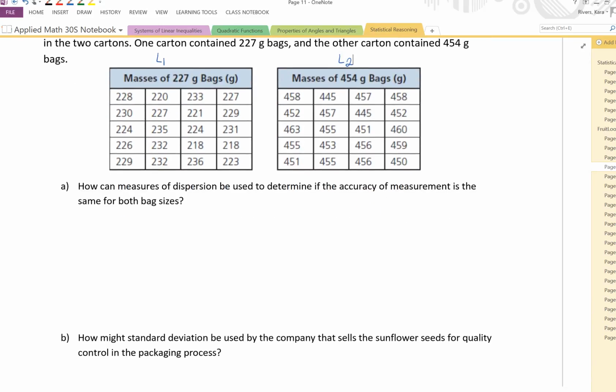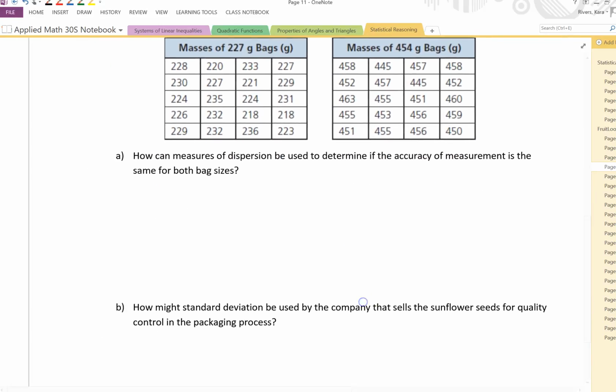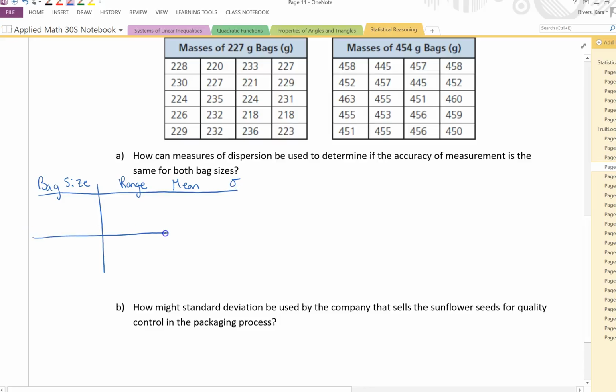Okay, so I'm going to create a bit of a table here. So I've got the bag size that we're looking at, and then I'm going to do the range, the mean, and then the standard deviation. And I'm just going to use the sigma symbol. Once we have all our data, then we can compare it.